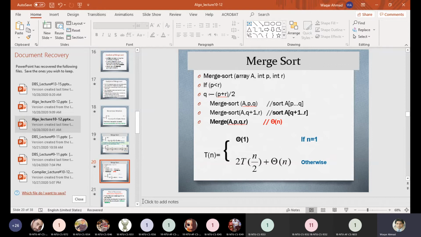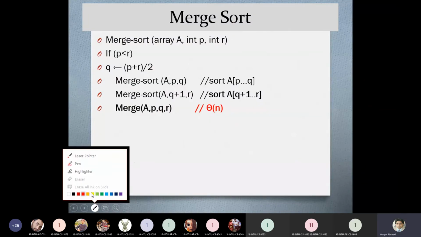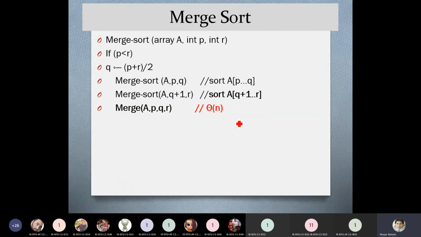Okay, let's do another activity here. I'm going to write another equation, again only the recursive part of the equation. T of n is equal to 2 T of n minus 1 plus theta 1.